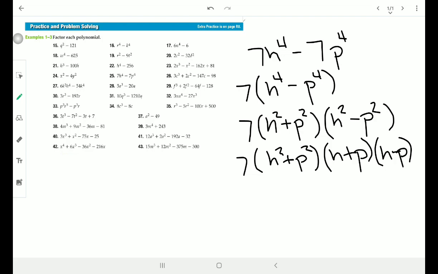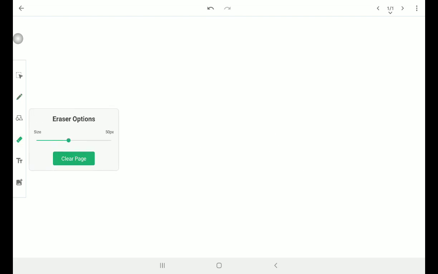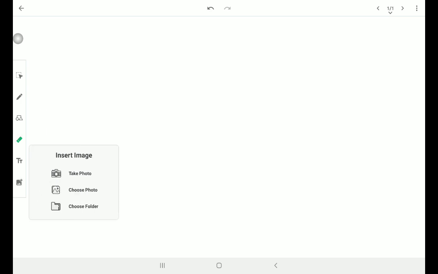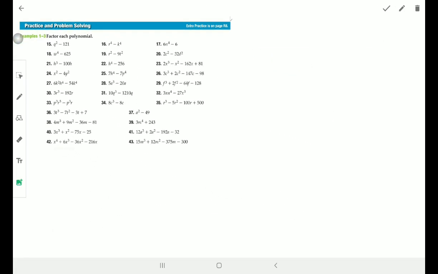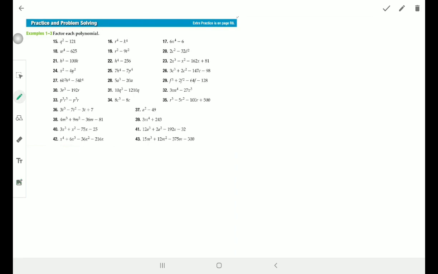I'm going to skip 27 and go straight to 29, because 29 is a little bit tricky. Now we have four terms: f cubed plus 2f squared minus 64f minus 128. And we have no common factors here.